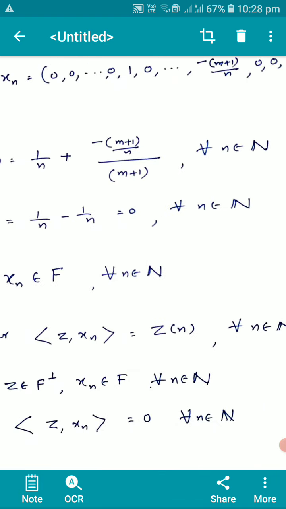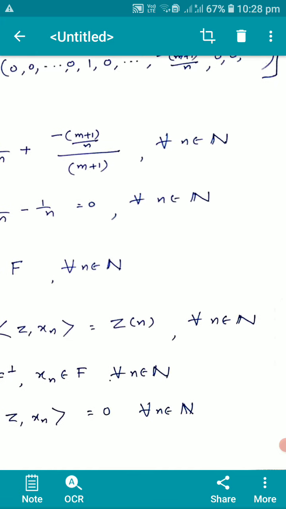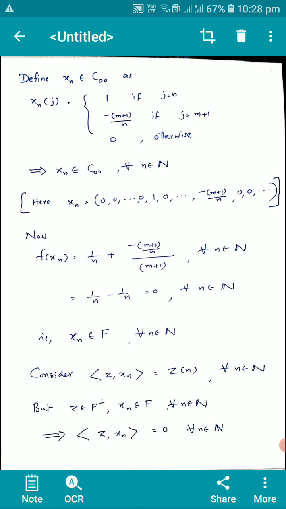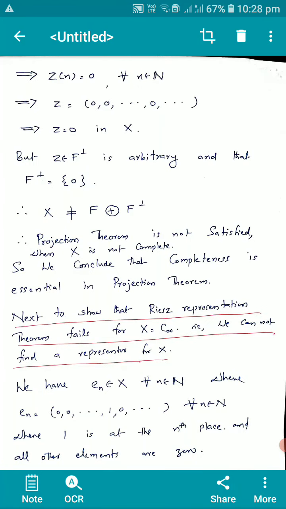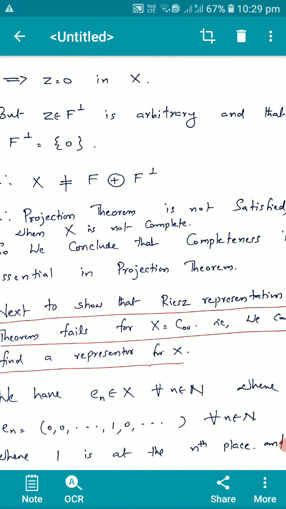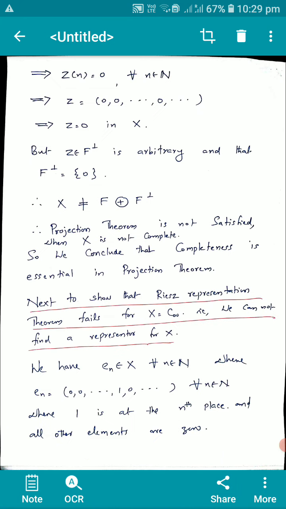Now consider the inner product of z and x_n. That is equal to z_n for all n. But z is an element of F perp, and x_n is an element of F, so the inner product of z and x_n is equal to 0 for all n in N, or z_n equals 0 for all n in N. So what is z? All elements are 0, 0, 0, etc., or z equals 0 in X. But z, an element of F perp, is arbitrary, and so F perp must be equal to {0}. So what you get? X is not the direct sum of F and F perp.